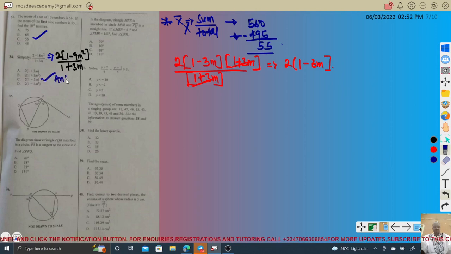So that's the answer, please. You must pick the correct answer. This one is CO and this one is C2. So don't make silly mistakes and silly errors.